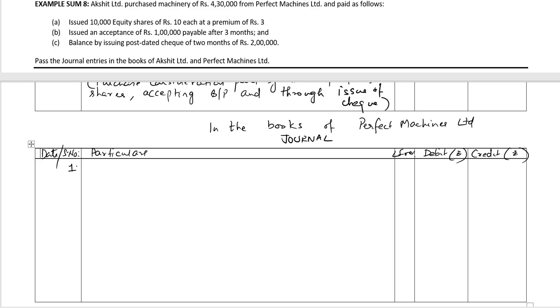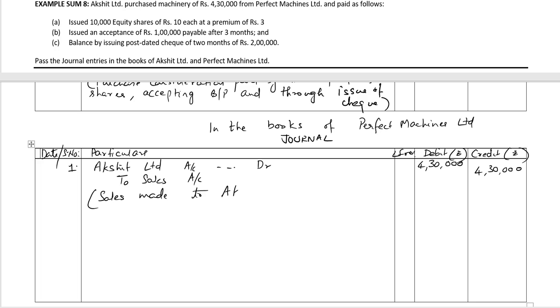The first entry is for making the sale. The sale is made to Akshit Limited. Akshit Limited account debit to sales account. The amount of goods sold 4,30,000 rupees. Sales made to Akshit Limited.